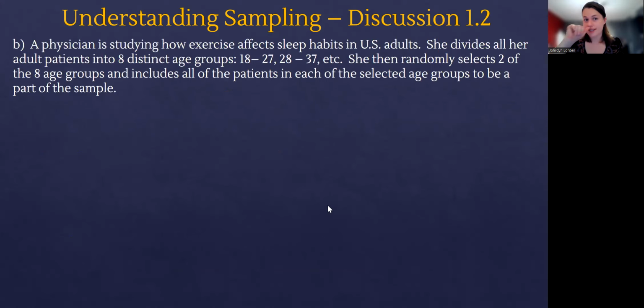Problem B, a physician is studying how exercise affects the sleep habits in US adults. She divides all her patients into 8 distinct age groups, and so on. Then she randomly selects 2 of the 8 age groups and includes all the patients in each of the selected age groups to be part of the sample.